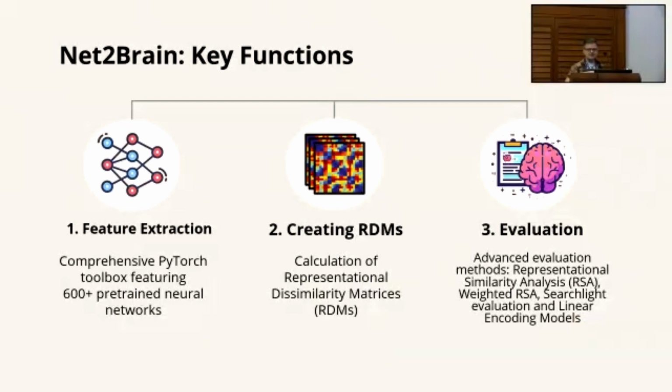So what are the key functions? First, the feature extraction of a huge collection of different models, pre-trained or random or even your own models. Then the creation of RDMs, and then finally evaluation using RSA, weighted RSA searchlight, and linear encoding models.